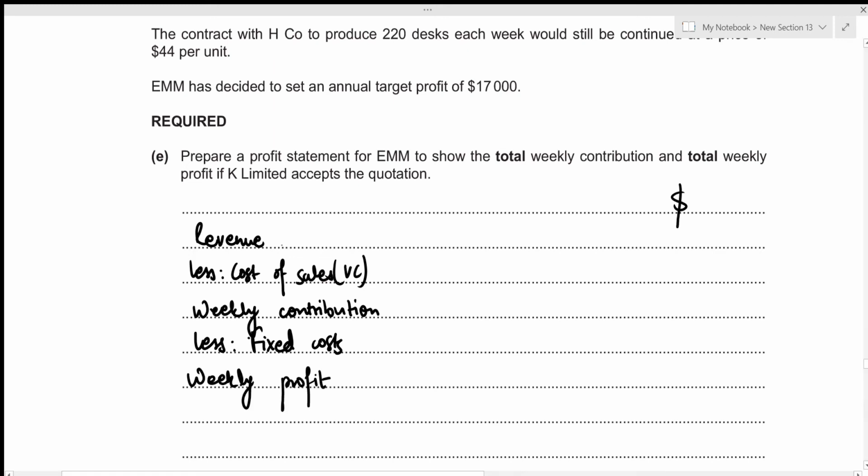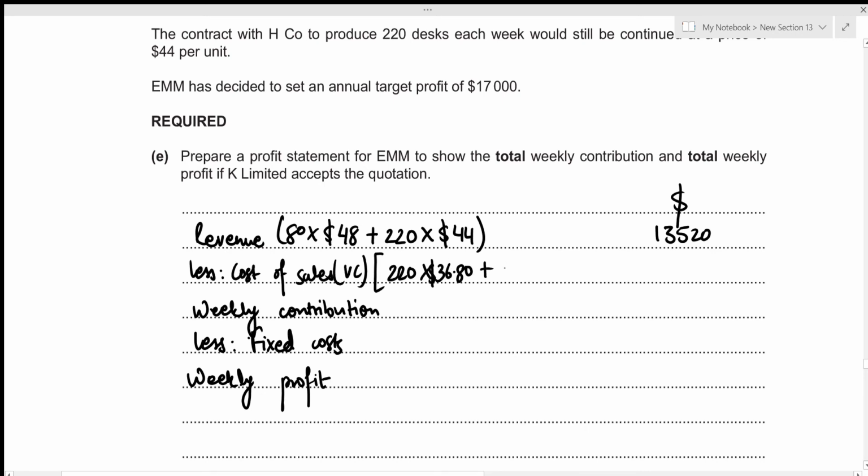Alright, we know that we are producing 80 units for K Limited, and the selling price for K Limited is 48. And we are producing 220 units for HCO, and the selling price for HCO is going to be 44. So this gives our total revenue to be 80 times 48 plus 220 times 44, which is 13,520. Now we need to subtract the variable cost. So the variable cost for the 220 units produced for HCO is just going to be our old variable cost of 36.80.